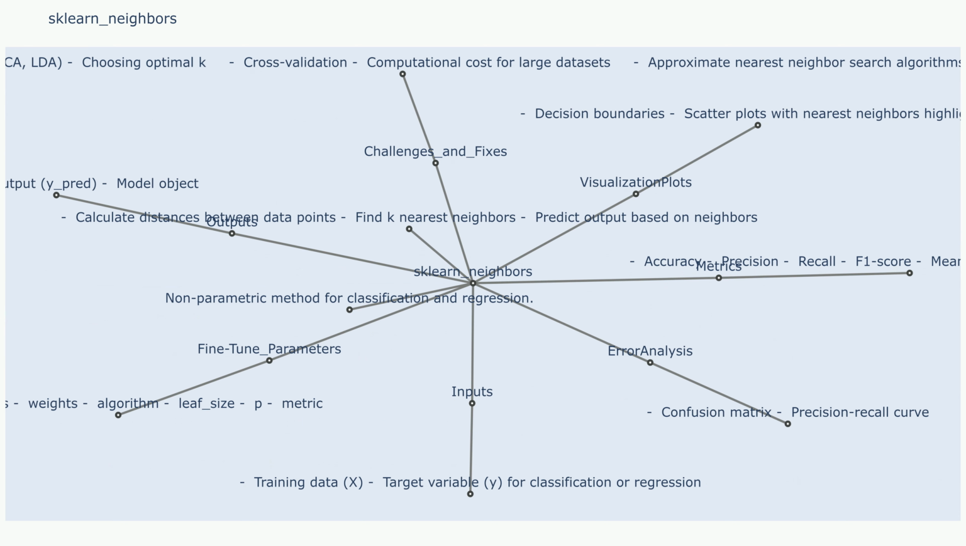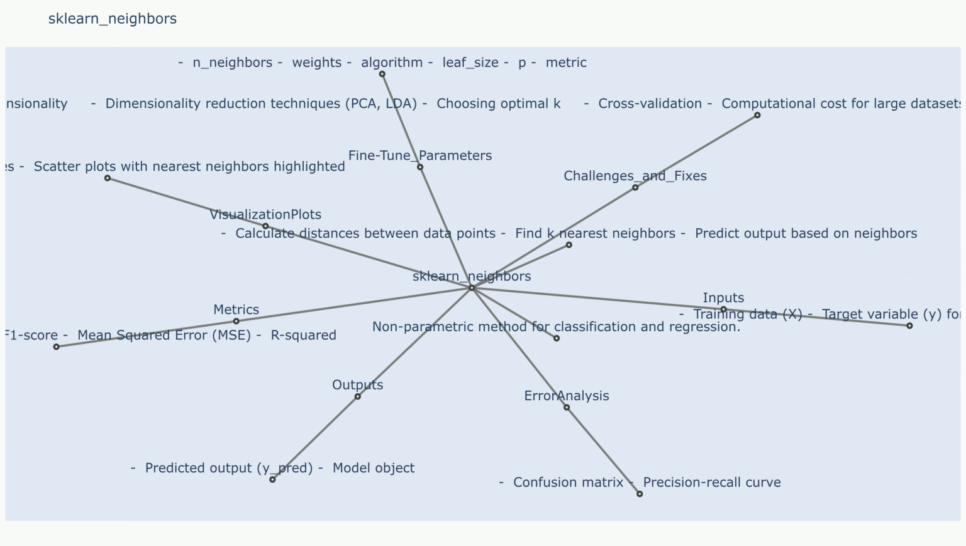Visualization plots. Decision boundaries. Visualizing the decision boundaries for classification tasks can help understand how the model separates different classes. Nearest neighbor distances. Plotting the distances of nearest neighbors can provide insights into the model's performance and identify potential outliers.